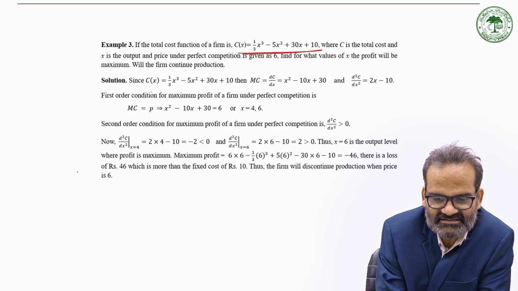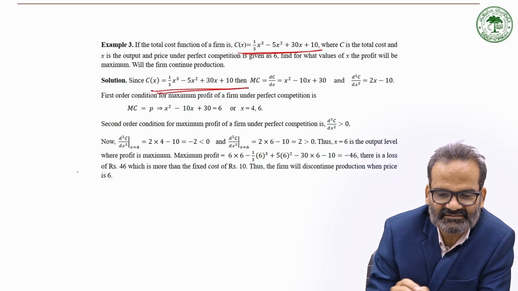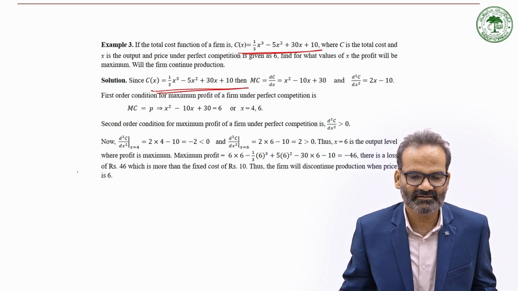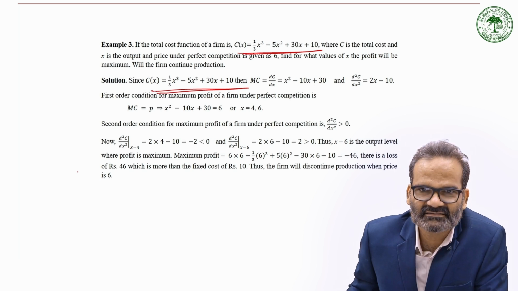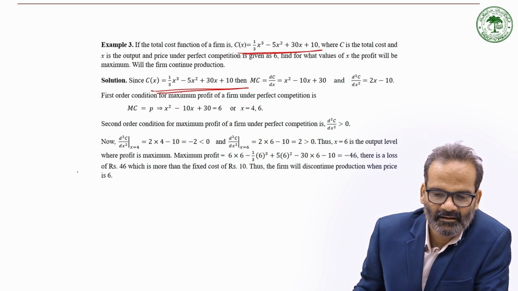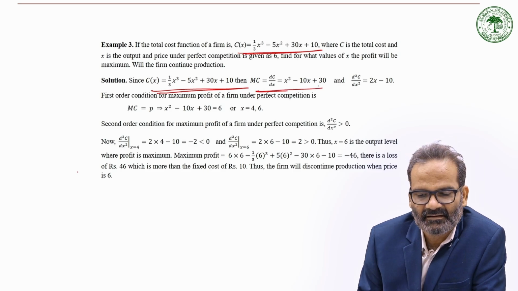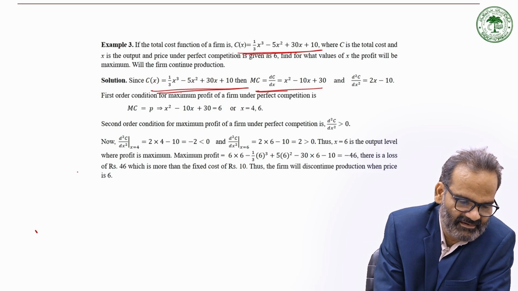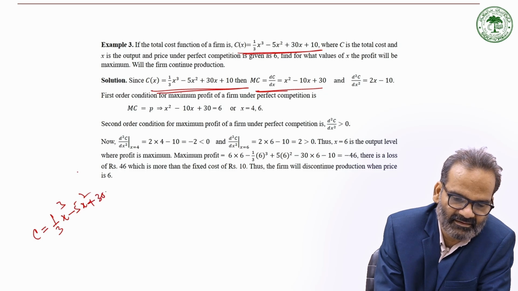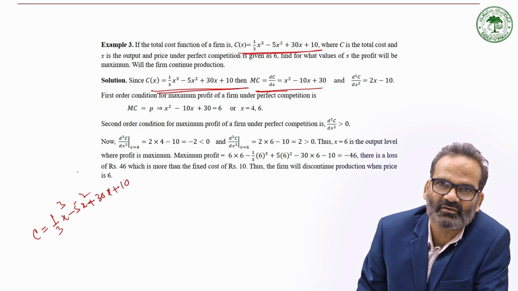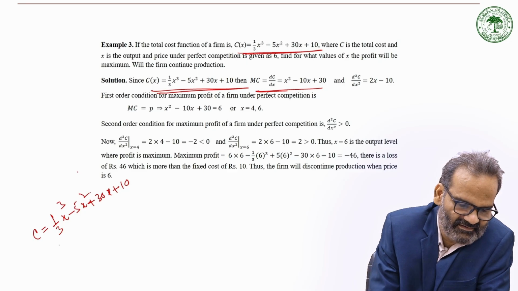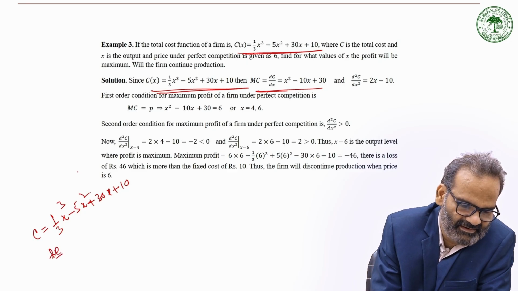See, this is your total cost function, right? C is given as x cubed by 3 minus 5x square plus 30x plus 10. Now find out its first derivative, that is the marginal cost. So the marginal cost is given by, if C is 1 upon 3 x cubed minus 5x square plus 30x plus 10, this is your total cost function, right? Find out its derivative, that is dC over dx.